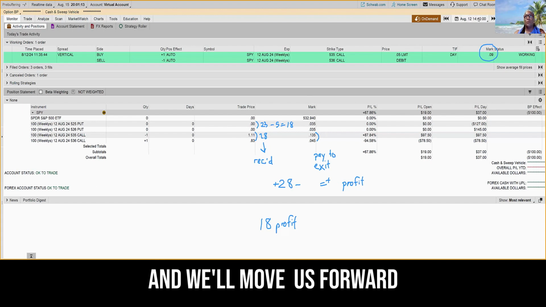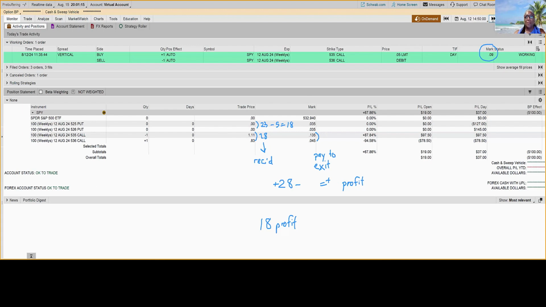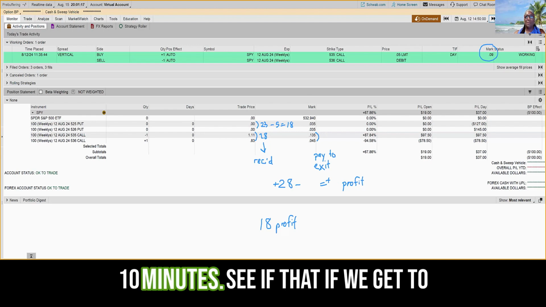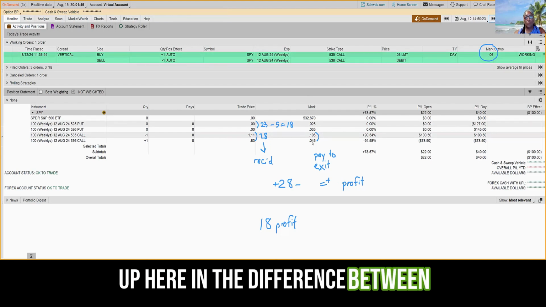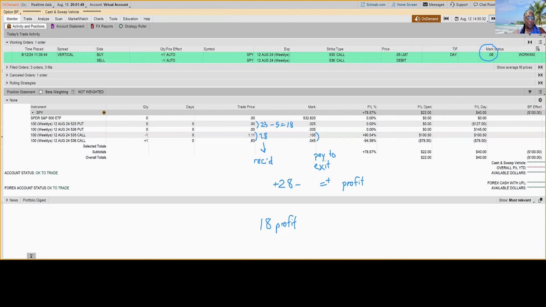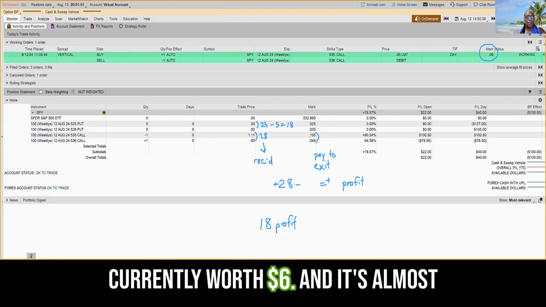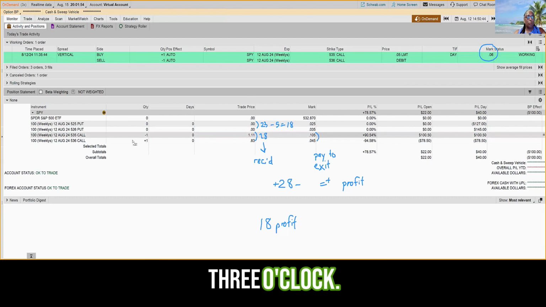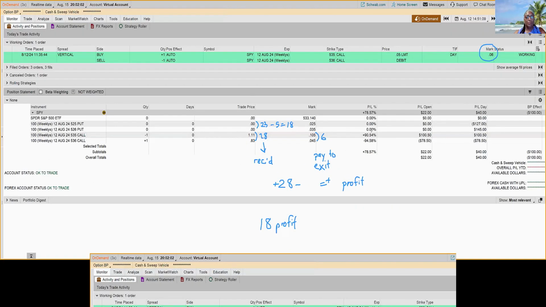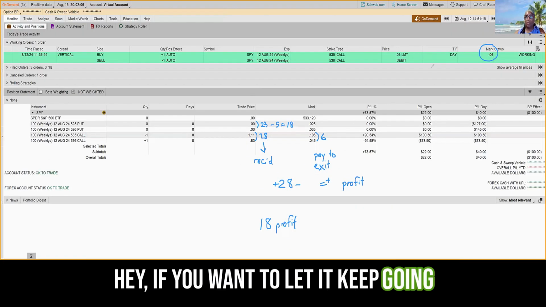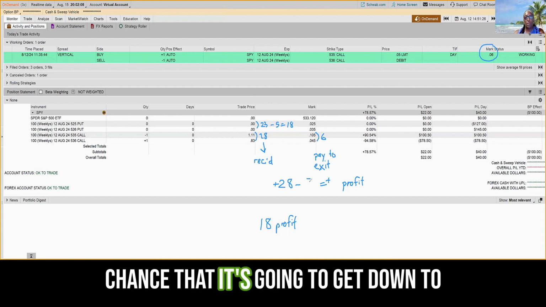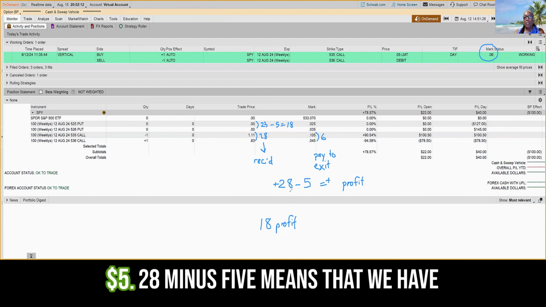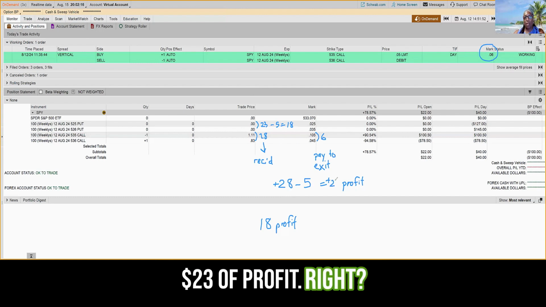Okay, I'm going to move us forward. I'll move us forward 10 minutes. See if we get to where we want to go up here. The difference between these two is $6. It's currently worth $6. And it's almost 3 o'clock. Hey, if you want to let it keep going and doing its thing, that's fine. You've probably got a good chance that it's going to get down to $5. 28 minus 5 means that we have $23 of profit.